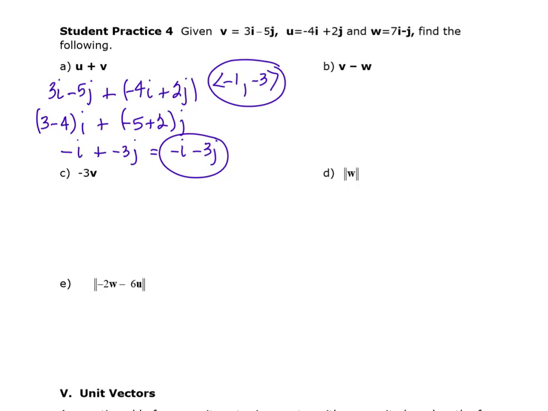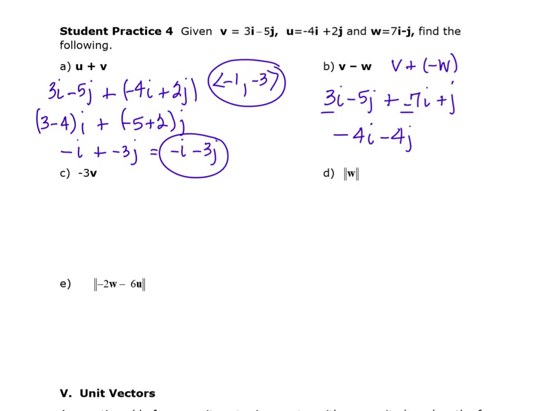For part B, if we want to do v minus w, remember that to subtract two vectors, it's the same thing as adding the opposite. So I'm going to take v, which is 3i minus 5j, and I'm going to add that to the opposite of vector w. So that would be negative 7i plus j. And when we add the horizontal and vertical components together, we get negative 4i minus 4j.